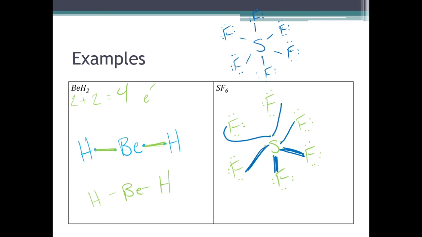We can double check ourselves, make sure we've used the correct number of electrons. 2, 4, 6, 8, 10, 12, 14, 16, 18, 20, 22, 24, 26, 28, 30, 32, 34, 36, 38, 40, 42, 44, 46, 48. 48 electrons. And sulfur gave us 6, and each fluorine gave us 7 times 6 is 42. We had 48 electrons to use. Everything has its full octet, and this is what sulfur hexafluoride looks like.